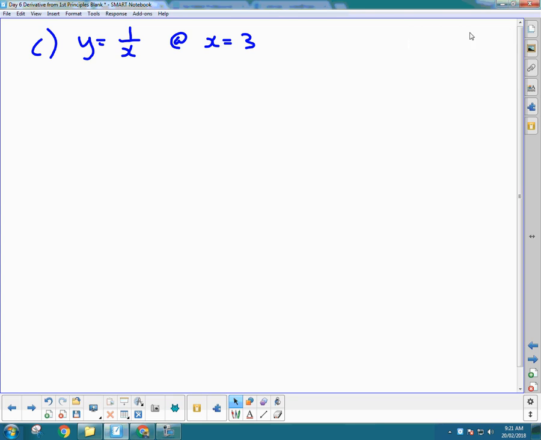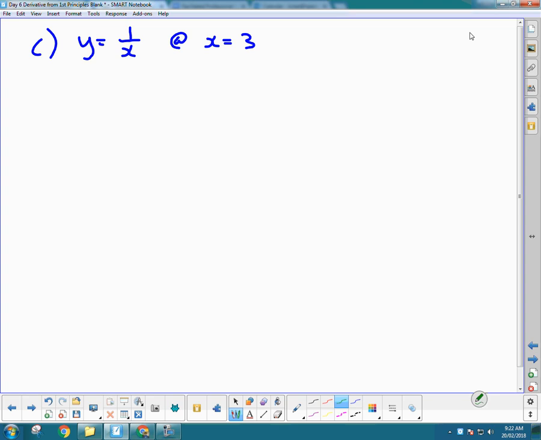For our next example, we're going to actually look at a rational function. So it's going to be a little bit more complicated, even though the equation looks easier. The math we're going to have to do is going to be a little bit more complicated. So we're going to start it off by plugging in our formula again.